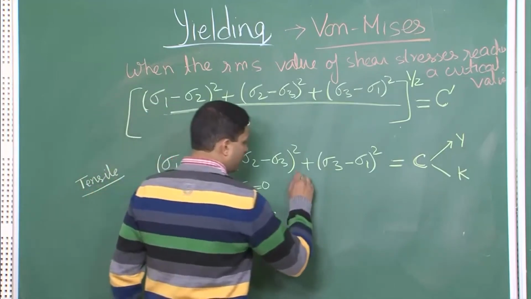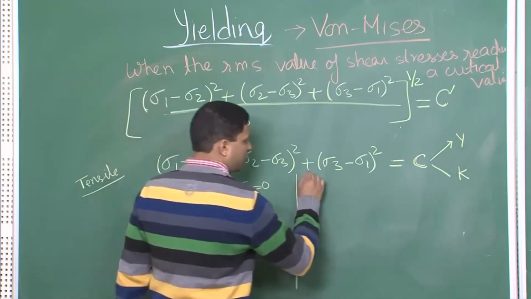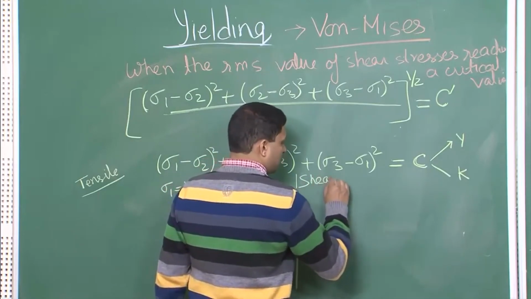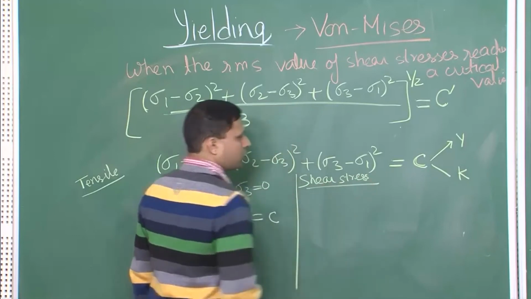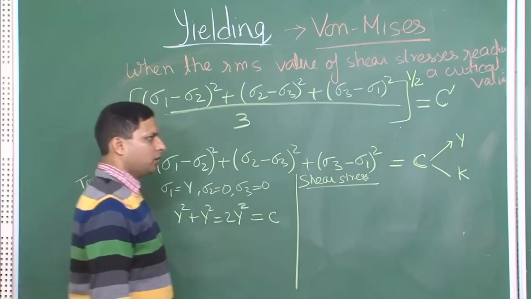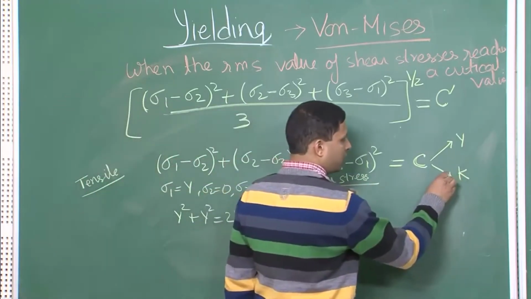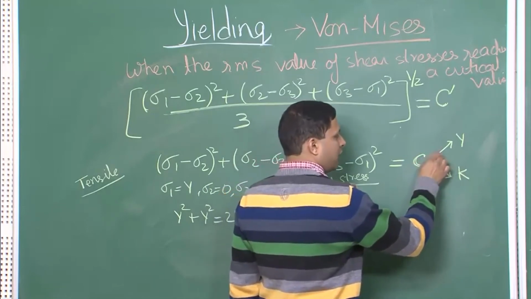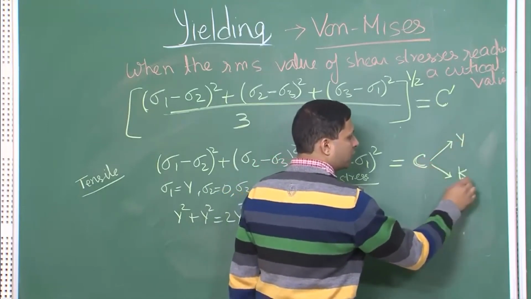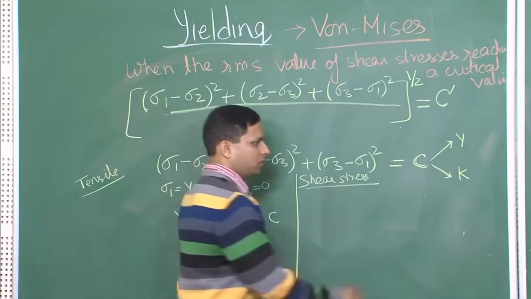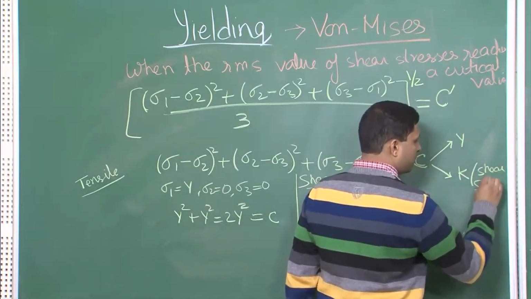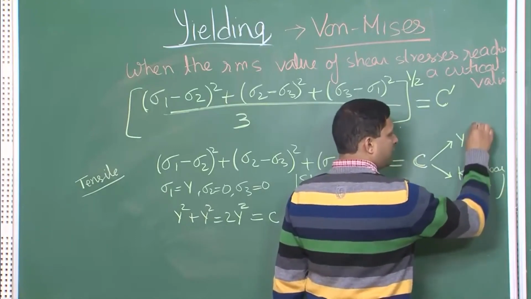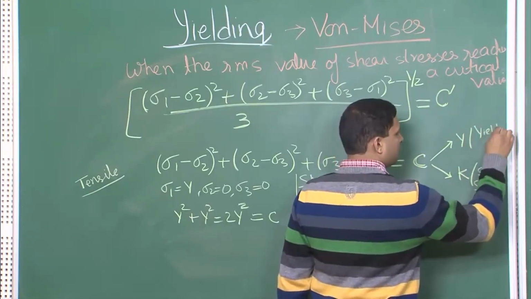Now, similarly, you can do a shear stress study of the same material, so that you are interested in finding C not in terms of y, but in terms of k, which is the shear strength. Just let me reiterate, k is the shear strength, and y is our yield strength.